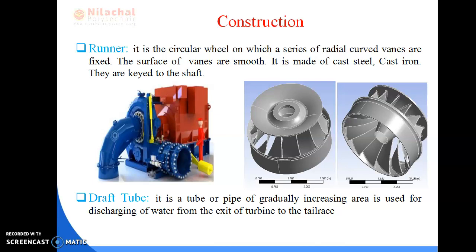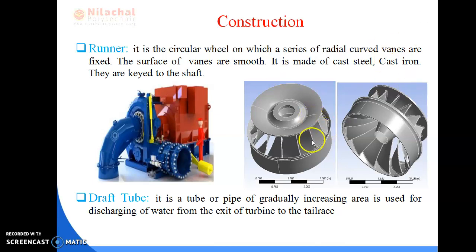Now this runner, over which a series of vanes are mounted, the vanes are made smooth. Generally the runner is made up of cast steel or cast iron and keyed to the shaft. The surfaces of runner vanes are very smooth in order to reduce loss of energy due to friction during the flow of water through the blade passage.